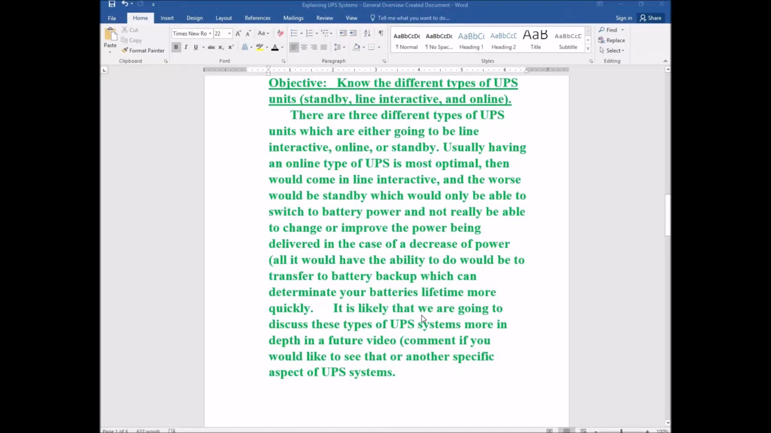It is likely that we are going to discuss these types of UPS systems more in depth in a future video. Please comment if you would like to see that or another specific aspect of UPS systems.